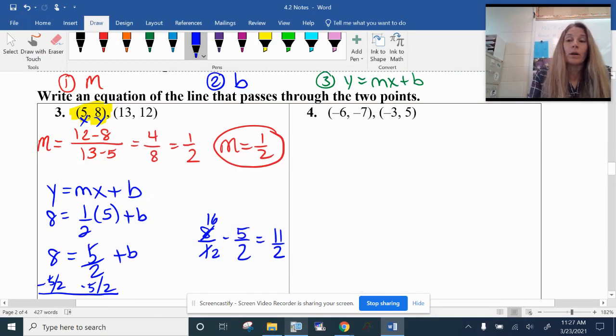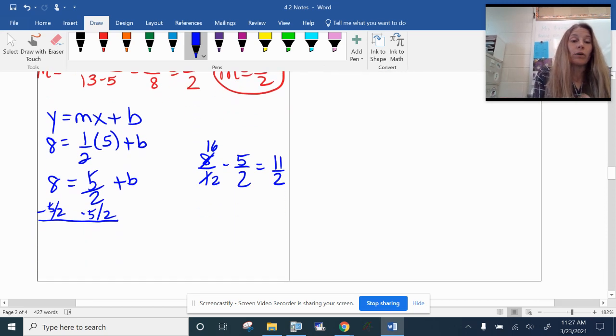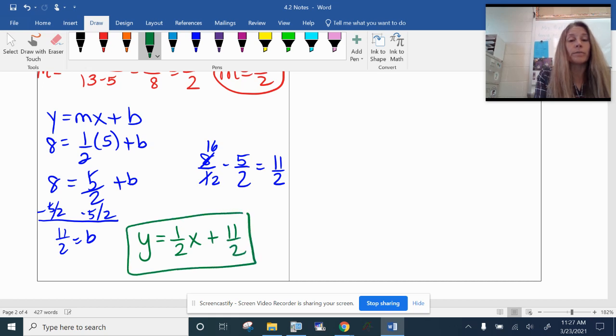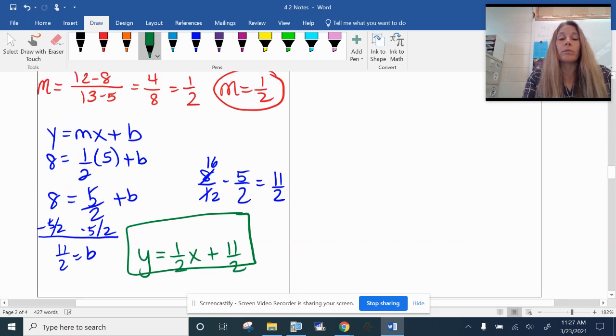So now that we know that our b value is 11 over 2, we're going to write our equation y equals 1/2 x plus 11 over 2. So now we'll do another example.